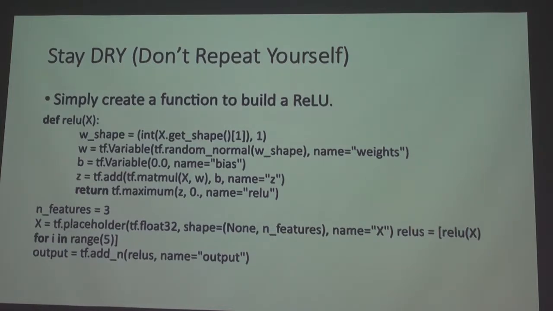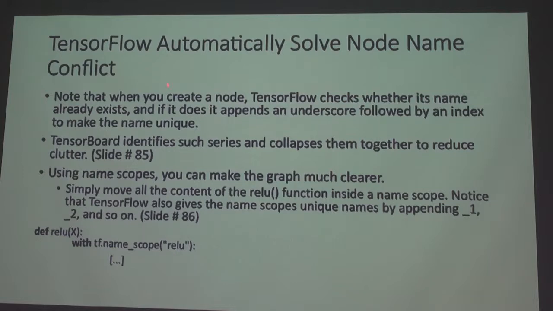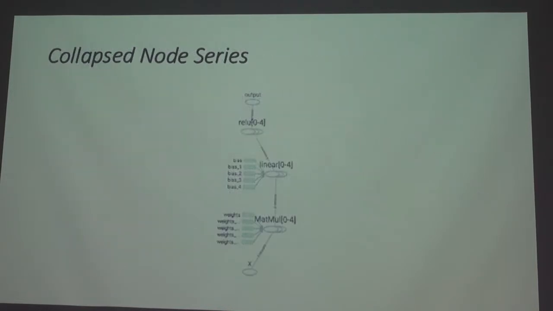But in fact, TensorFlow will automatically solve the node name conflict for you. When you create a node, TensorFlow checks whether its name already exists. If it does, it appends an underscore followed by an index to make the name unique. TensorBoard will identify such series and collapse them together to reduce clutter. So what happens is going to be something like this one.